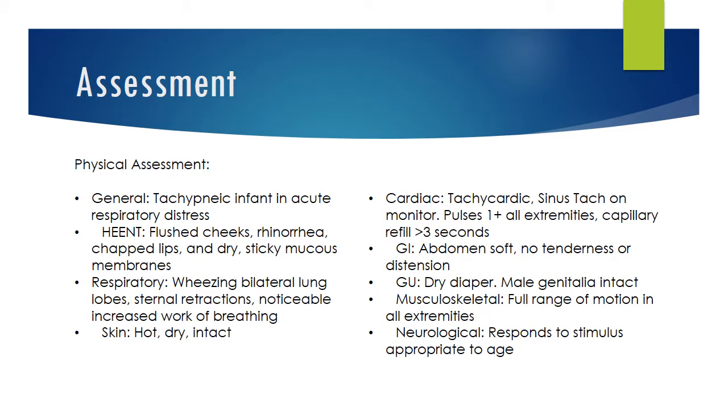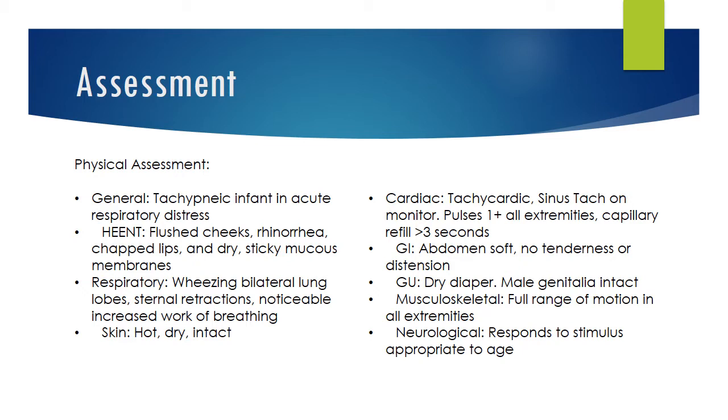Next, the nurse performs a full head-to-toe assessment on Billy. These are her findings: general demeanor, tachypneic infant in acute respiratory distress, with flushed cheeks, rhinorrhea, chapped lips, and dry, sticky mucous membranes. Wheezing is auscultated in bilateral lung lobes with sternal retractions and noticeable increased work of breathing.